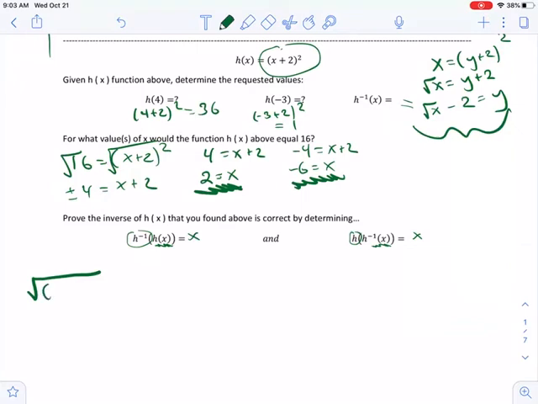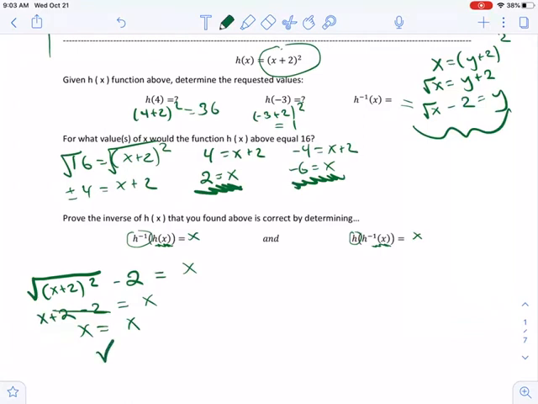So this would look like this. And I need to basically make sure that this is going to equal x when all is said and done. So on my left-hand side, I have the square root of that expression squared. So I'm going to end up with just x plus 2 minus 2. And then those are going to cancel out, so I get x equals x.